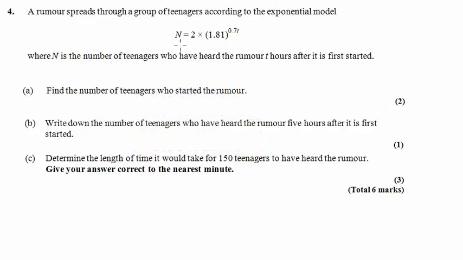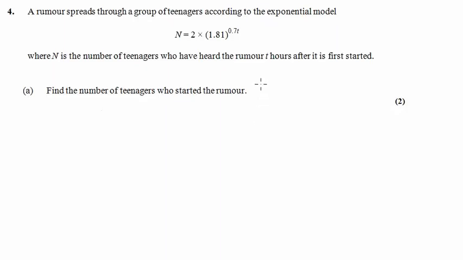This question is an exponential function question because the exponent is where the variable is, t, and this is about a rumor spreading through teenagers. And the first question you're asked is to find out how many teenagers started the rumor, and that's always when t is 0. And so basically 1.81 to the power of 0.7 times 0 is 0. So we have 2 times 1.81 to the power of 0, which is 1, and that's 2.